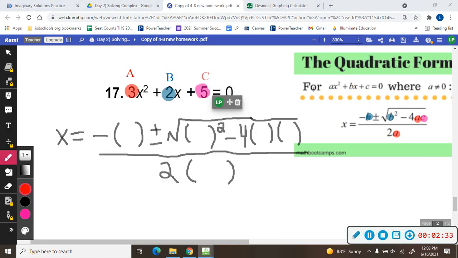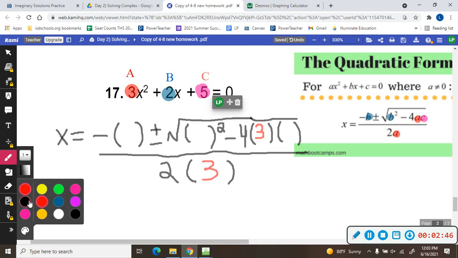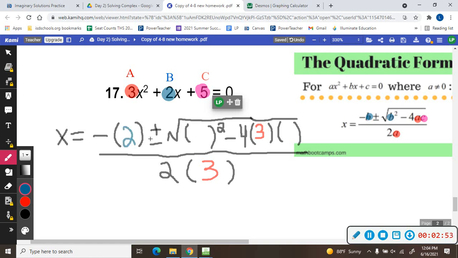So a is 3, so everywhere I see an a, I'm going to put a 3. So I'm going to put a 3 here, and a 3 here. B is 2, so I'm going to put a 2 here and a 2 here. And then C is 5. There's only one spot for the C, and it's right there.